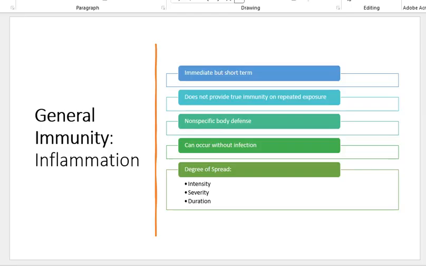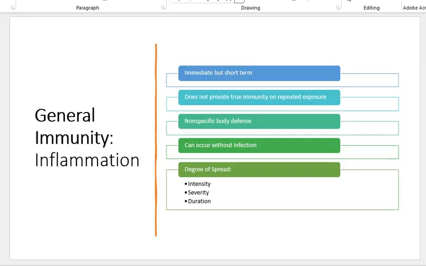So this is another overview of inflammation. Inflammation is also known as innate, native immunity, or natural immunity. It provides immediate protection against the effects of tissue injury and invaders. It is the first line of defense.